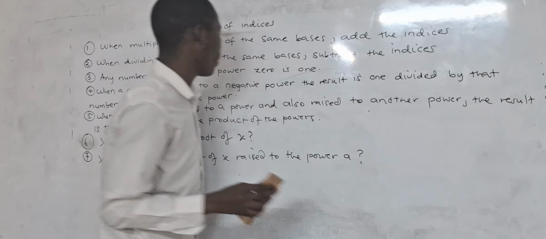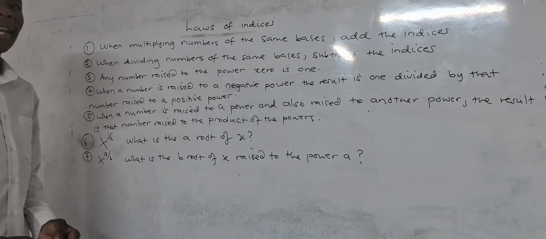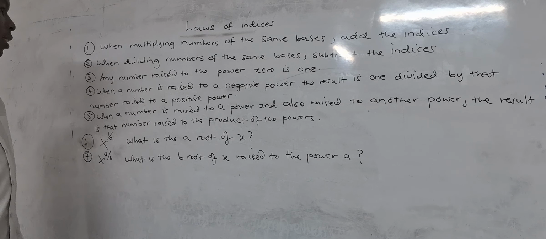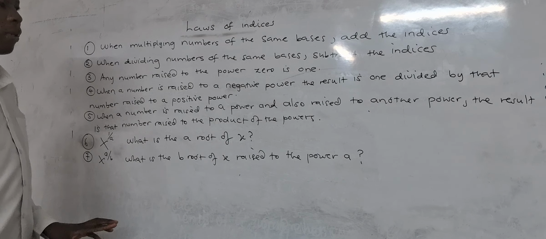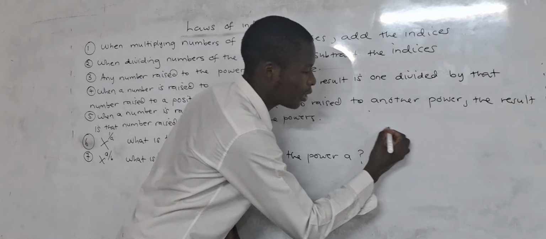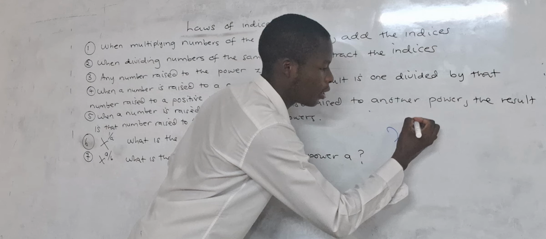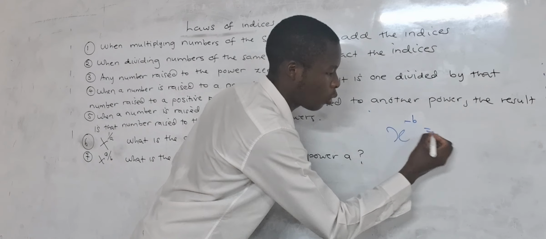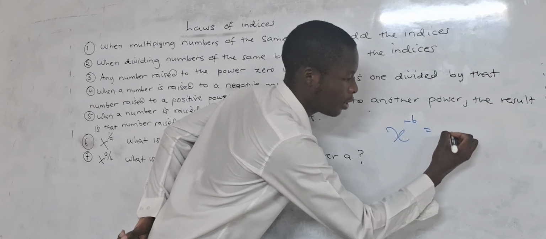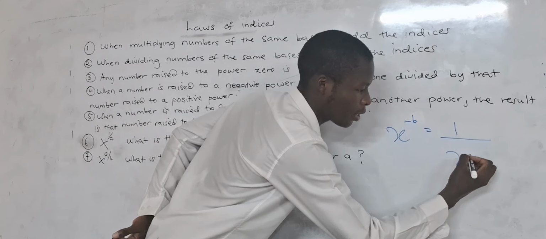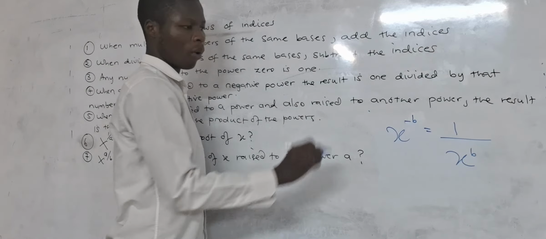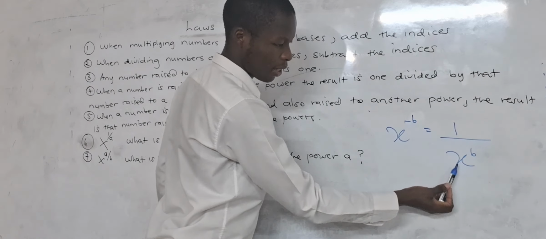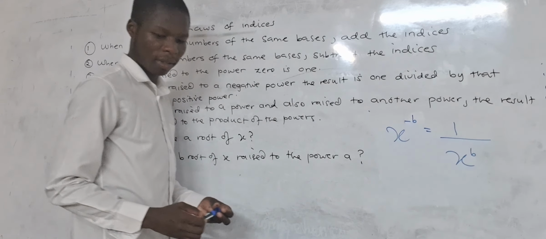Let's move on to law number 4. When a number is raised to a negative power, the result is 1 divided by that number raised to a positive power. Let's say you have x to the power negative b. What is the result? The answer is 1 divided by x raised to the positive power b.